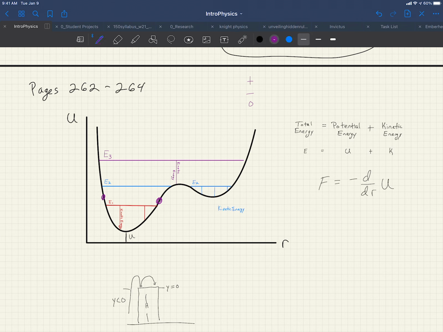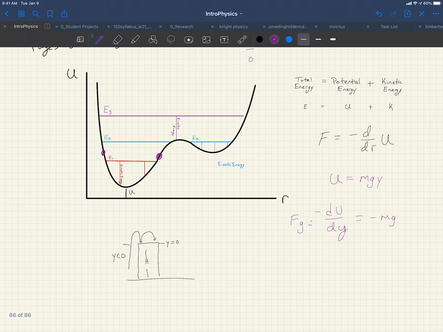You've already seen this. You didn't realize it probably, but you have already seen it. If you think about the potential energy for a gravitational well, that was going to be mgy. What is the negative derivative of that with respect to y? Well, that's going to be minus mg. So hence the force of gravity is minus mg towards the bottom.